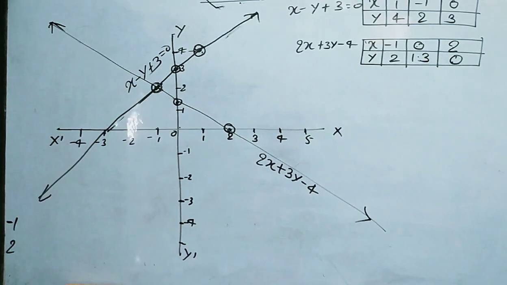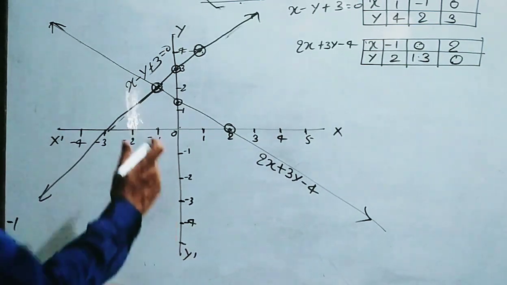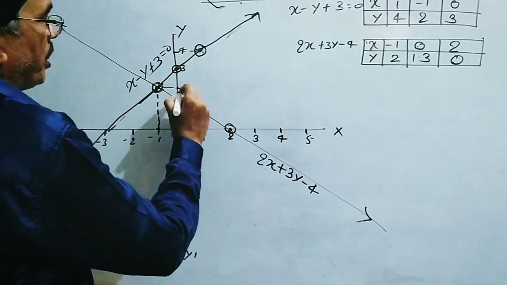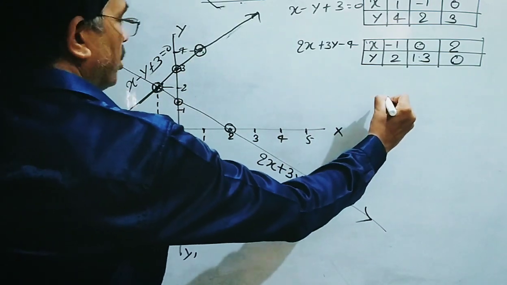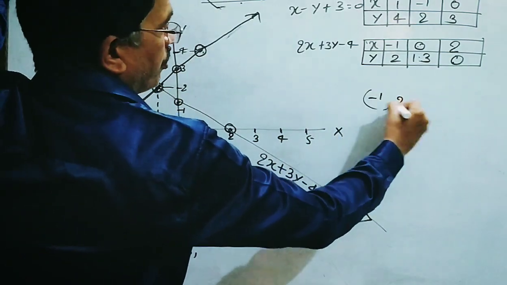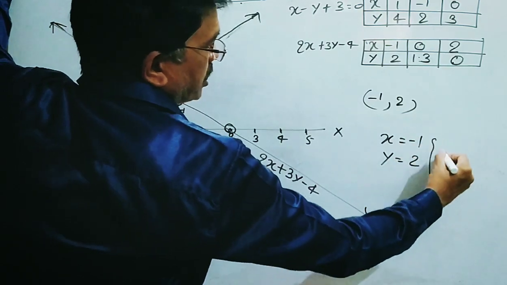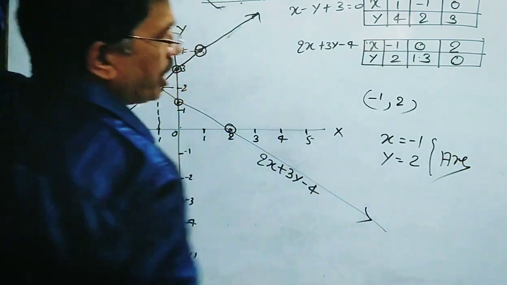Now your question is, what is the solution of the graph? So the solution is here. The coordinate of this point is the solution of the graph, and the coordinate of the point is (-1, 2). So x is equal to -1 and y is equal to 2. First answer is this. It is the solution of the graph.